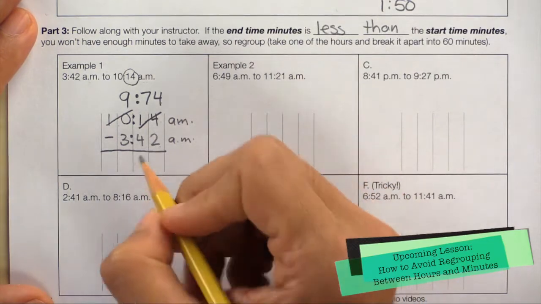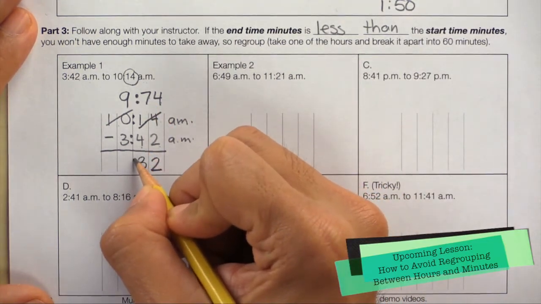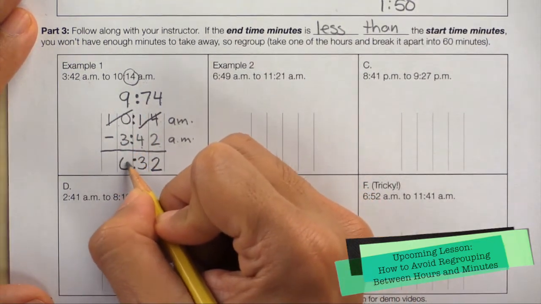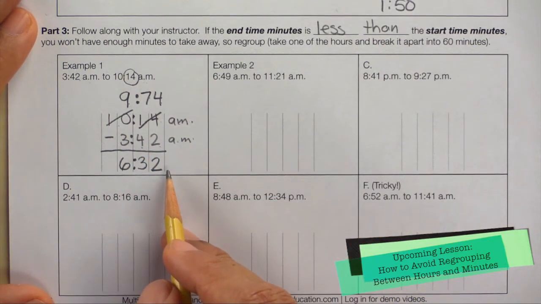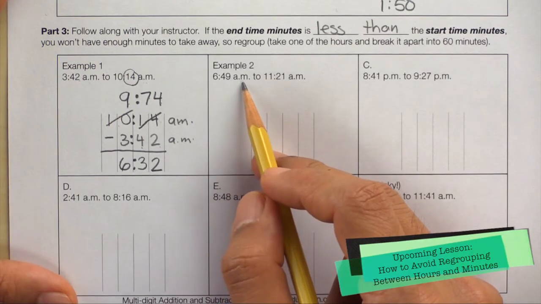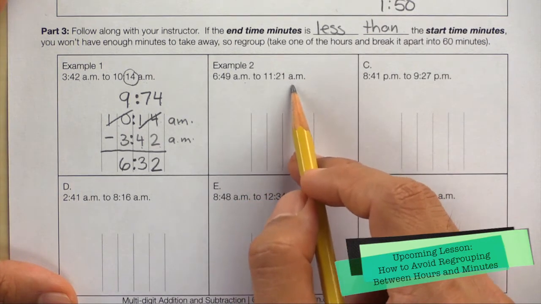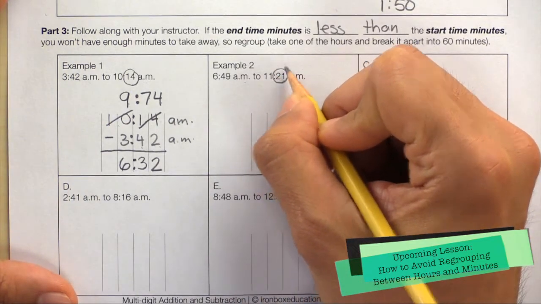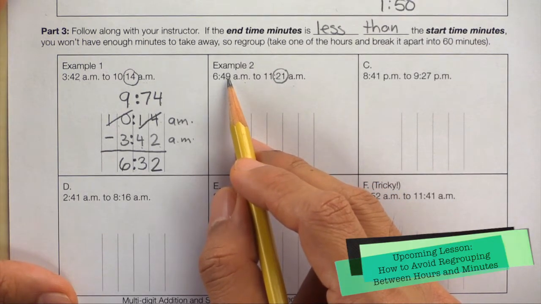4 minus 2 is 2. 7 minus 4 is 3. 9 hours minus 3 hours equals 6 hours. So the elapsed time is 6 hours and 32 minutes. Now for example 2, and we'll take it nice and slow again. 6:49 a.m. to 11:21 a.m. This is an AM to AM problem, so we don't need a 24-hour clock. But notice that 21 minutes is less than 49 minutes, so we are going to have to regroup.